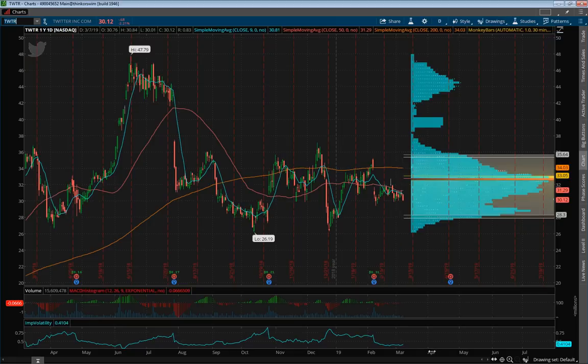The only way to tell that is to find out if 41 IV is high or low for Twitter. We don't know unless we do this ratio, and we take a sum in the numerator and divide that by the sum in the denominator.